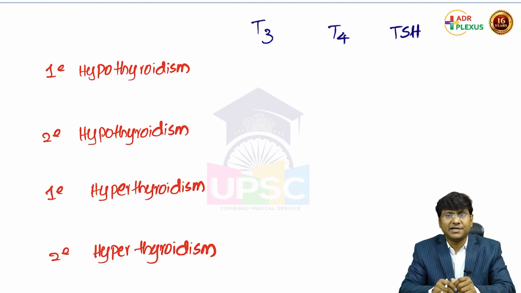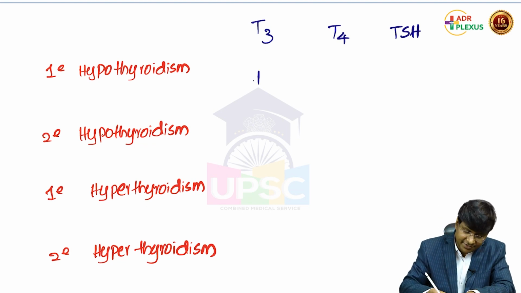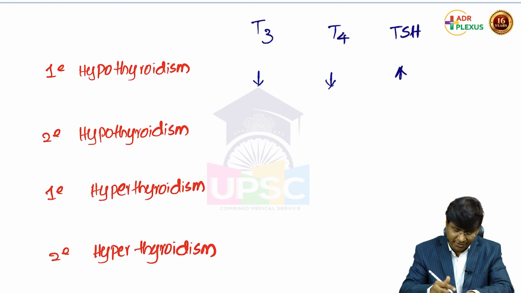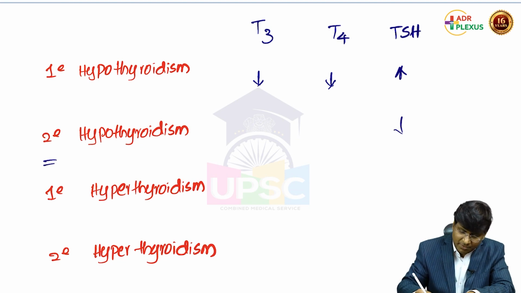So in primary hypothyroidism, the problem is within the gland, T3, T4 levels will be reduced and TSH will be increased because there will be inhibition of the negative feedback mechanism over the anterior pituitary. In secondary hypothyroidism, the problem is in the anterior pituitary, so TSH is reduced. So in respect to that, T3, T4 also will be reduced.